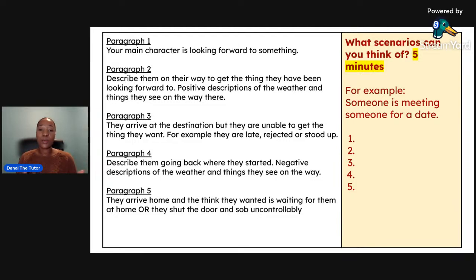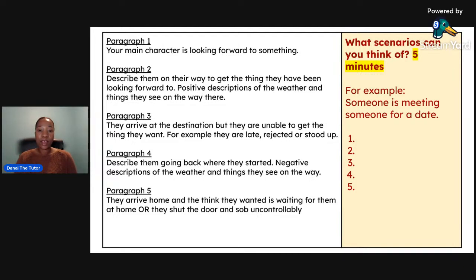So I've just said someone, okay, looking forward to something. So for example, someone could be meeting someone for a date, okay? And you can then insert that into that plot line where in your first paragraph, you describe your character looking forward to it, okay? And then in your next paragraph, you focus maybe on their journey there, okay? And the weather and what they see.